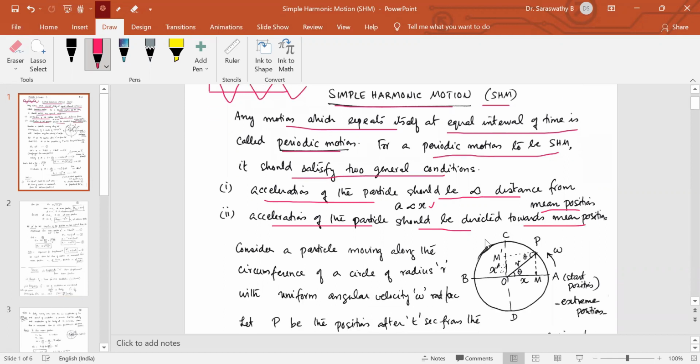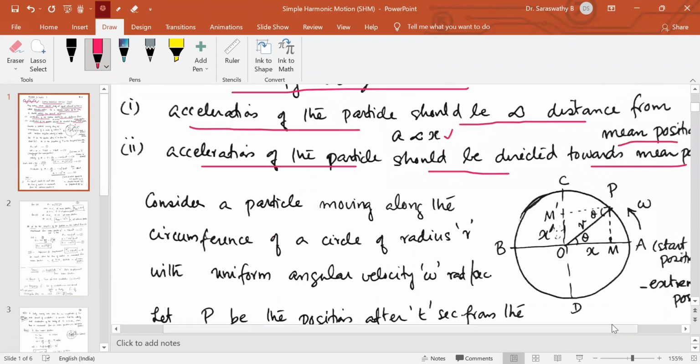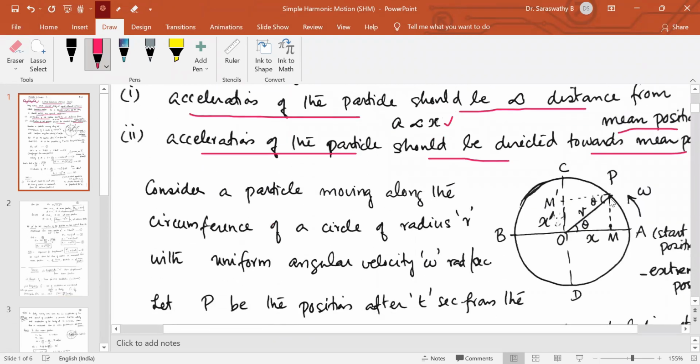So acceleration should be proportional to the distance from mean position, and the acceleration should be always directed towards the mean position. So let us see this. A body, say a particle P, is rotating or moving along the circumference of a circle of radius r with uniform angular velocity omega radians per second. So it starts from this position and it moves with angular velocity omega. Say after a certain time it has moved to an angle theta. So the point P is at theta with this horizontal.